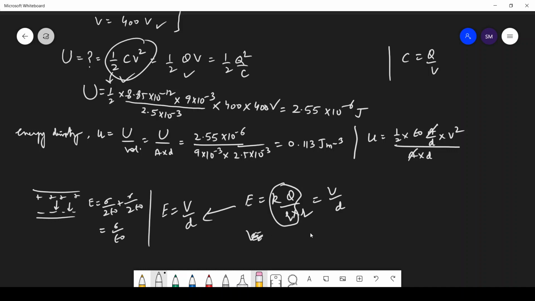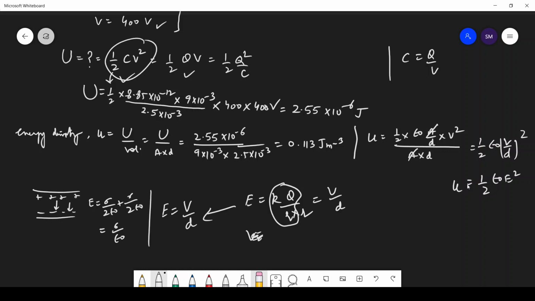So students, now this is what you have. So this is 1 upon 2 epsilon naught into V by D whole square, right? And this is written as 1 by 2, so this V by D is E, so epsilon naught E square. So that is what your energy density is. This derivation we have already done, so again derived.